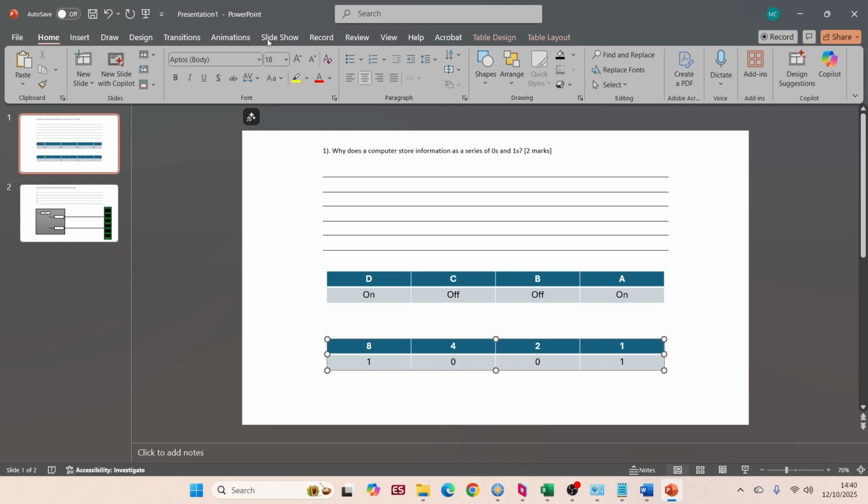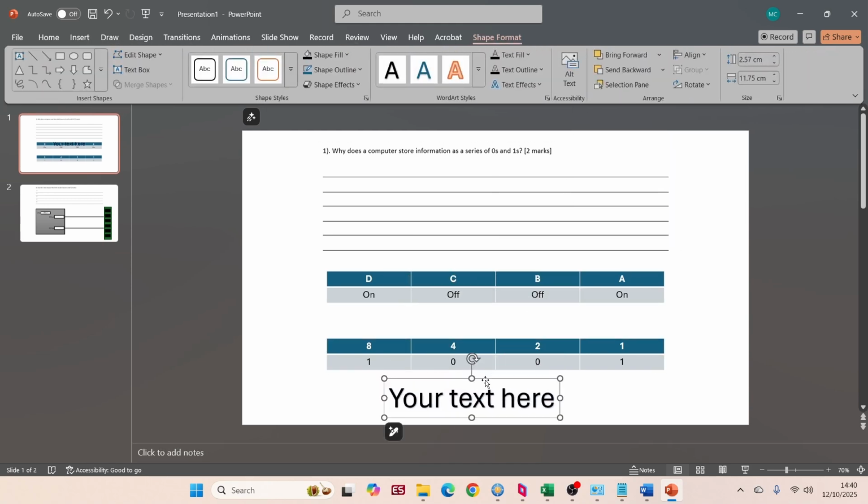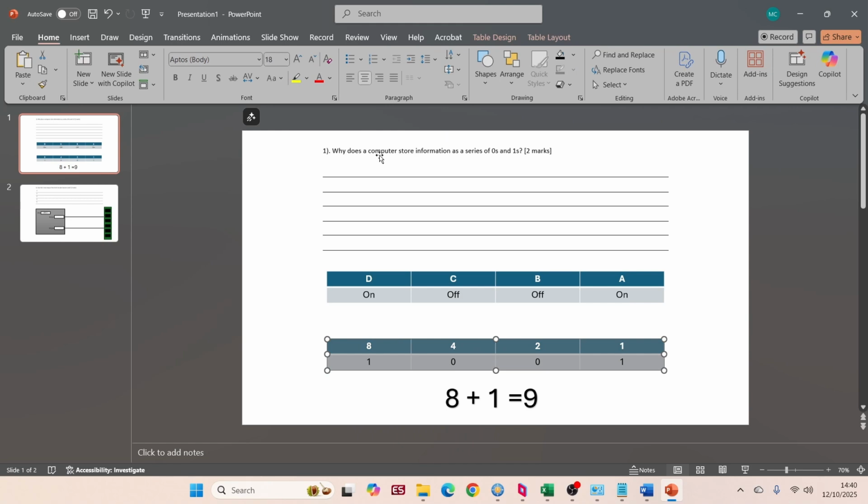So this, in fact, would be 8 plus 1 equals 9. So this would be how you would represent 9 in binary. And so the reason the computer does this has nothing to do with simplicity or speed. It's simply because they're built up of switches, and switches can only be in one of two states, which we then allocate a 0 or a 1 to.